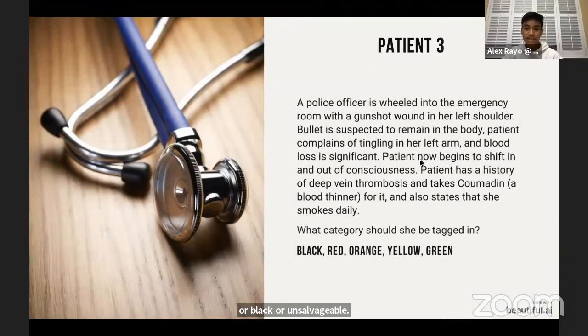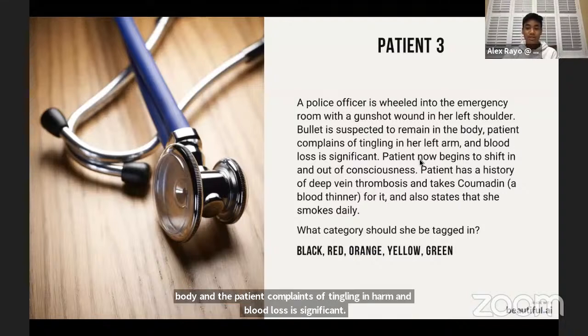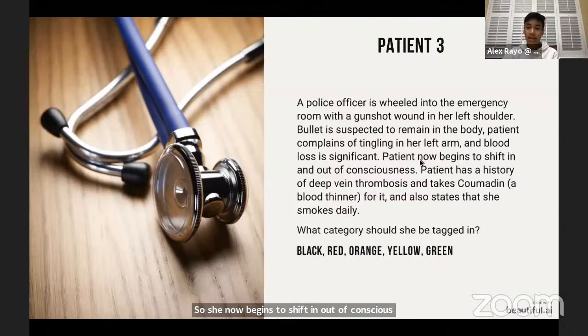All right, patient 3. A police officer is wheeled into the emergency room with a gunshot wound in her left shoulder. The bullet is suspected to remain in her body, and the patient complains of tingling in her arm, and blood loss is significant. She now begins to shift in and out of consciousness, and importantly, she has a history of deep vein thrombosis, and she takes a blood thinner medication for it, and she also states that she smokes daily. So what category? I'm seeing a lot of reds, some orange.